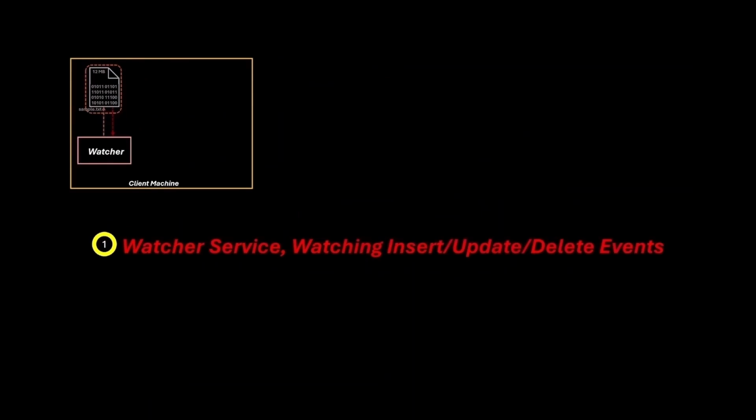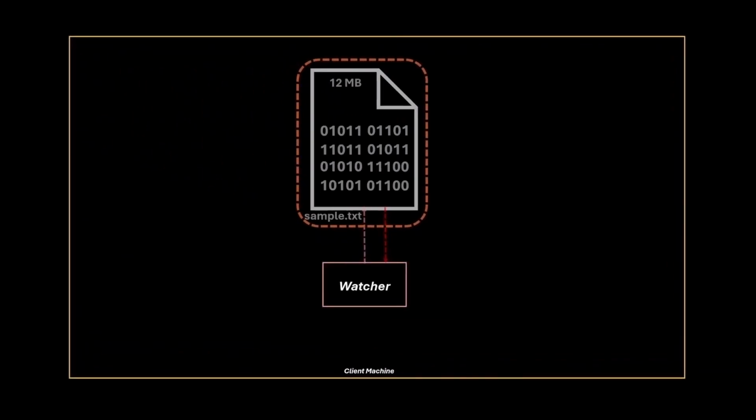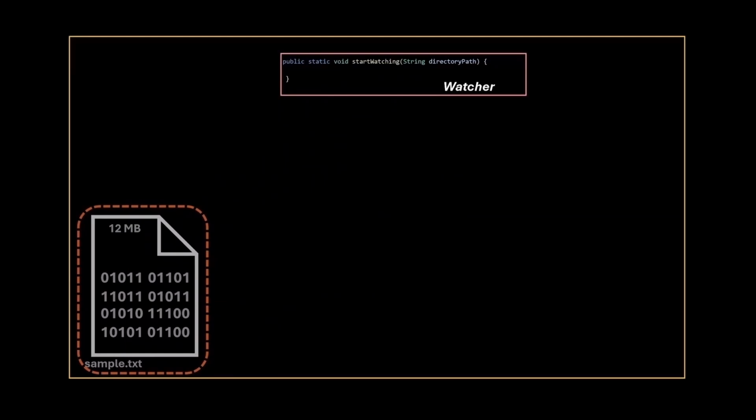So let's look at what's happening inside the watcher service. Watcher service is constantly watching insert, update, delete events happening on the directory. I might be repeating some of the information which we have already discussed, just to maintain the parity, and it will be easier to understand the complete workflow. So we have a blank folder, and inside the blank folder, we are creating some sample.txt file having 12 MB of size with some binary bits inside it, right? Watcher service is constantly watching any event happening to that directory.